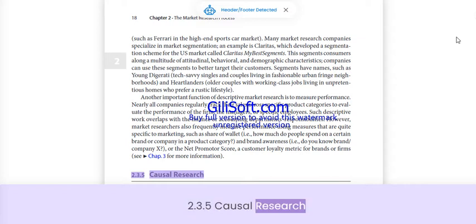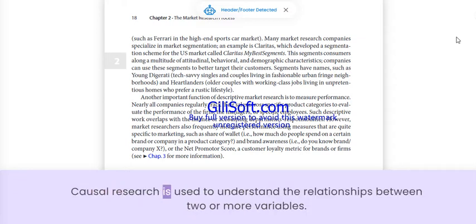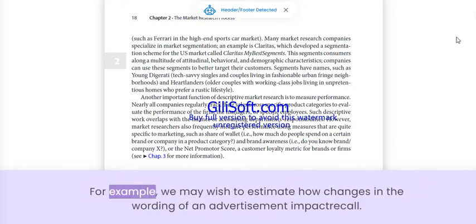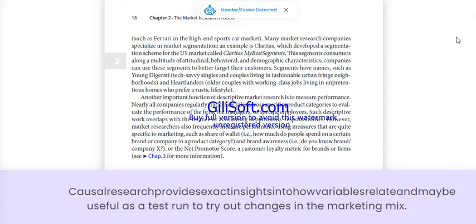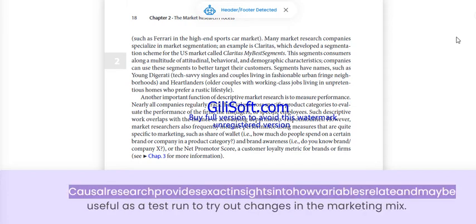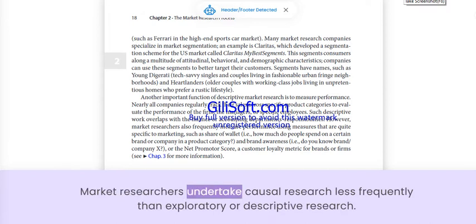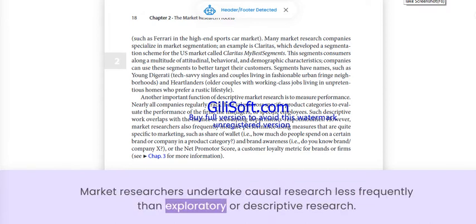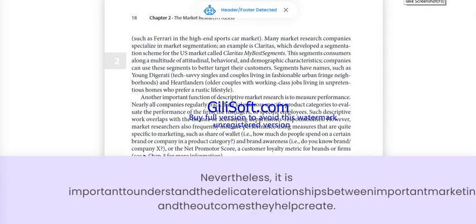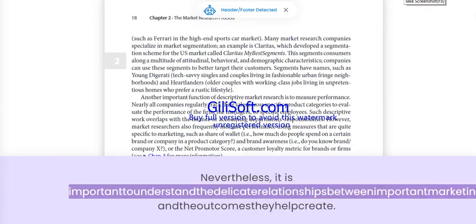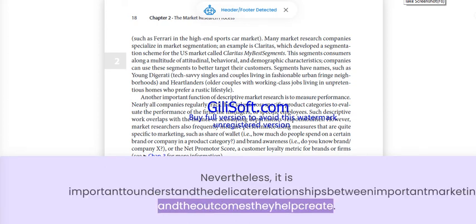2.3.5 Causal research. Causal research is used to understand the relationships between two or more variables. For example, we may wish to estimate how changes in the wording of an advertisement impact recall. Causal research provides exact insights into how variables relate and may be useful as a test run to try out changes in the marketing mix. Market researchers undertake causal research less frequently than exploratory or descriptive research. Nevertheless, it is important to understand the delicate relationships between important marketing variables and the outcomes they help create.